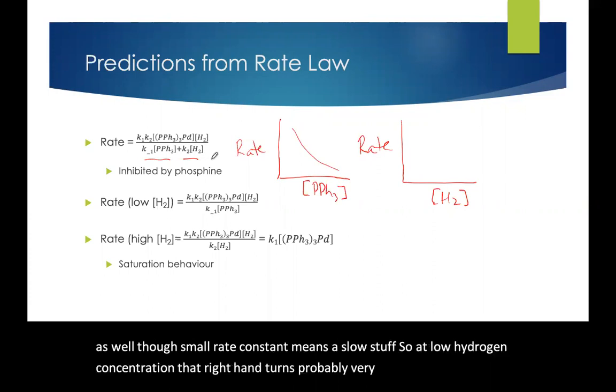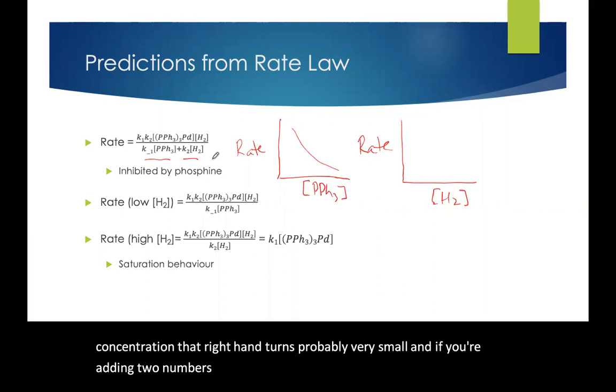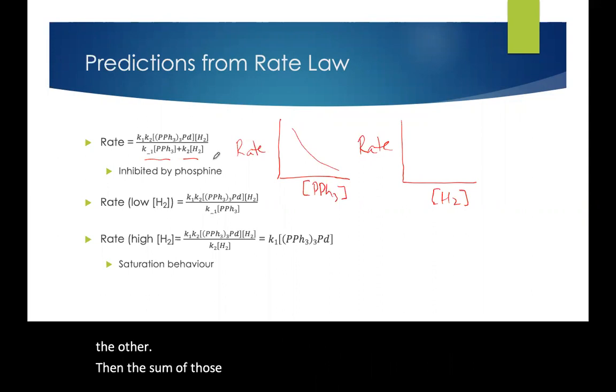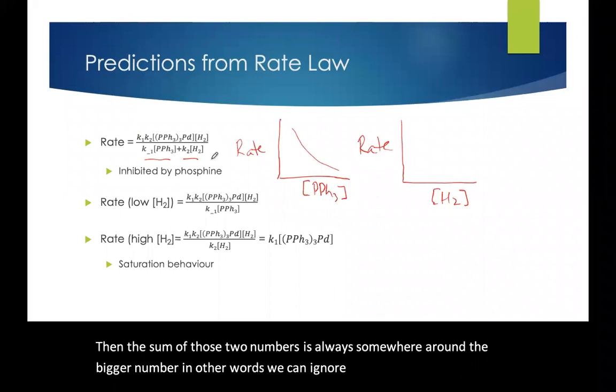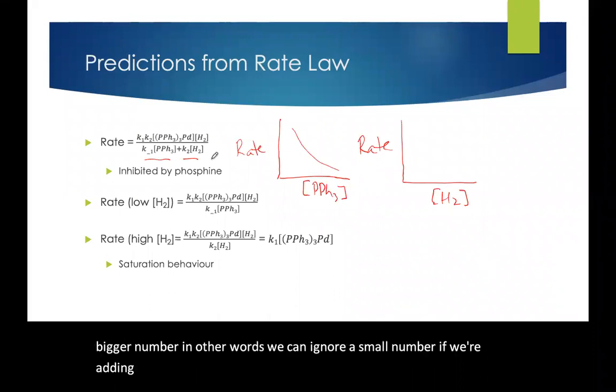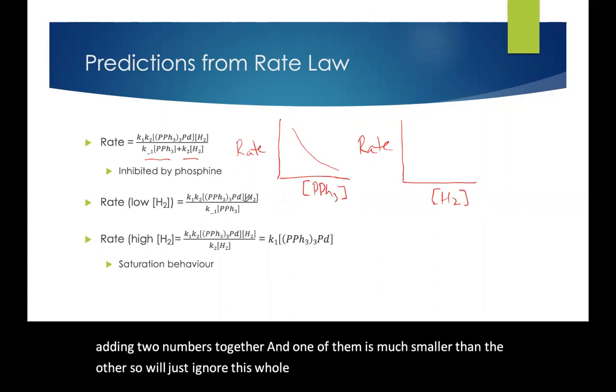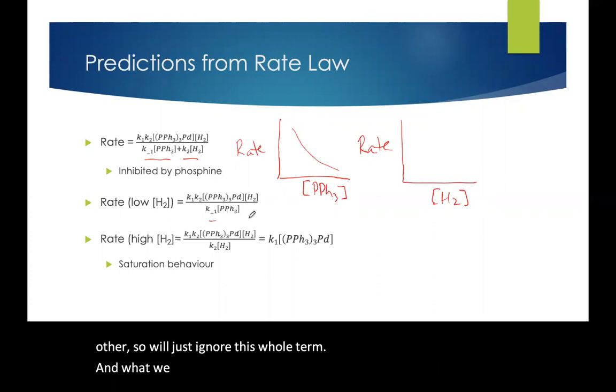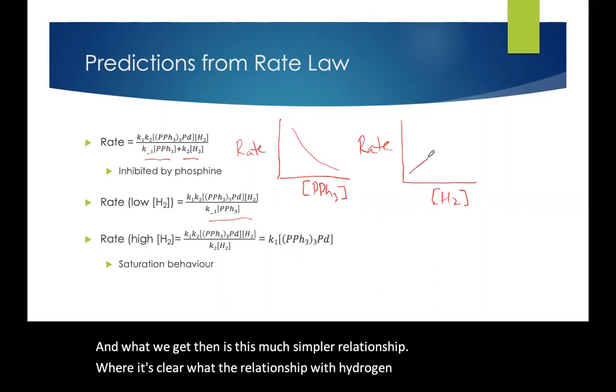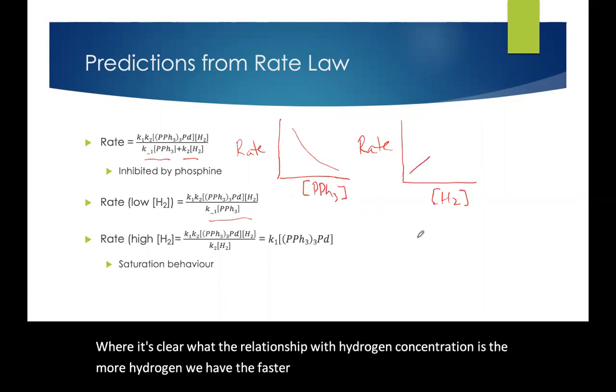And if you're adding two numbers together, and one of them is a whole lot bigger than the other, then the sum of those two numbers is always somewhere around the bigger number. In other words, we can ignore a small number if we're adding two numbers together, and one of them is much smaller than the other. So we'll just ignore this whole term. And what we get then is this much simpler relationship, where it's clear what the relationship with hydrogen concentration is. The more hydrogen we have, the faster the rate, because hydrogen is only in the numerator.